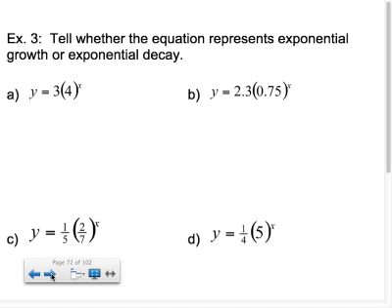So example 3, that's all we're working on, is identifying exponential growth versus exponential decay. This really is not a difficult concept once you understand what you're looking at. The thing that determines whether or not it's growth or decay is the guy that we're raising x to, or the exponent base, okay? If that thing is bigger than 1, it's growth. If it's less than 1, it's decay. Well, 4 is bigger than 1, so this is growth. Okay? Part B, 0.75 is less than 1, that's a decay function.